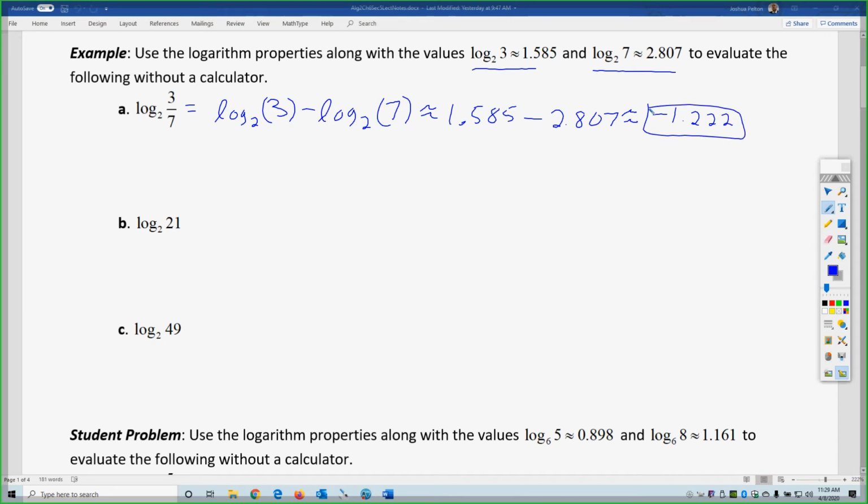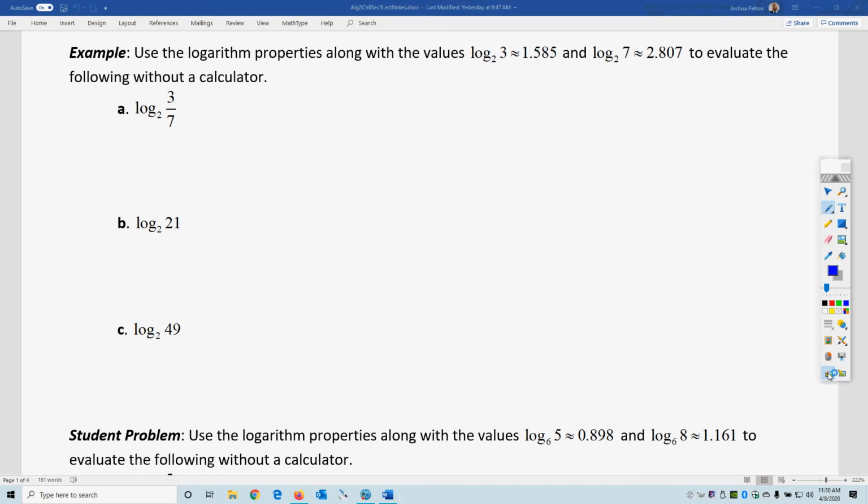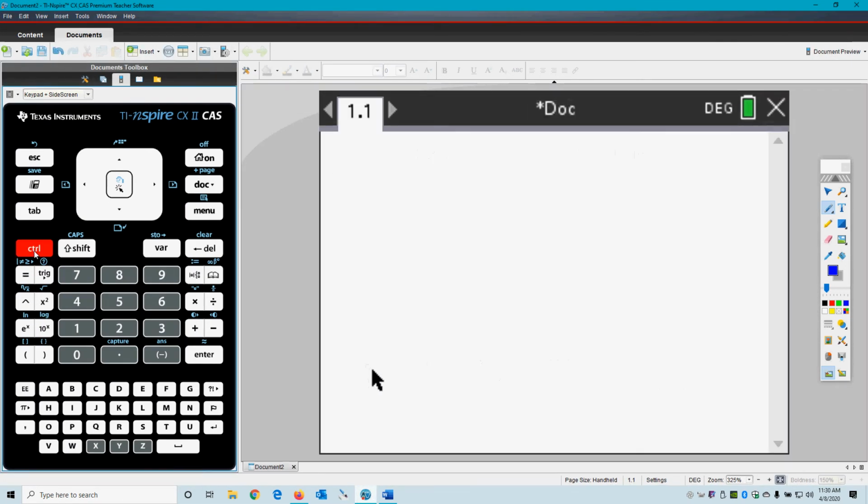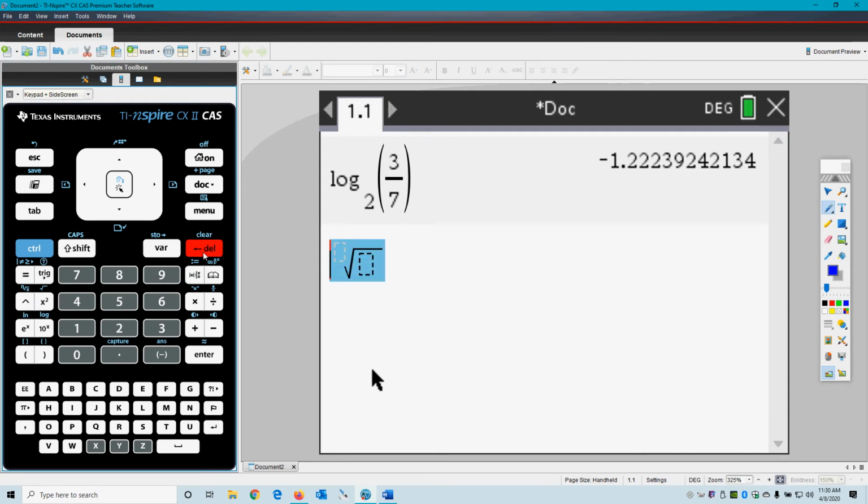Okay, so let's prove that. So again, we're not solving anything, we're just proving the fact that this actually works, so we can use it algebraically later on. So we use a calculator simply. So we have log base 2, and we have the fraction of 3/7. We get that value there, which is the answer that we had. We have to round, actually.